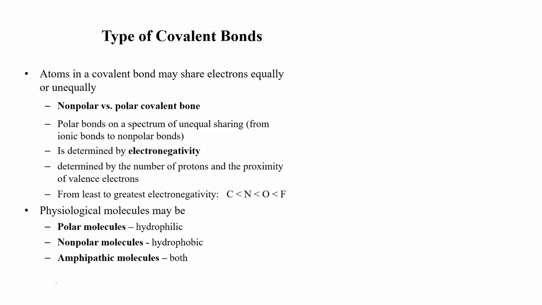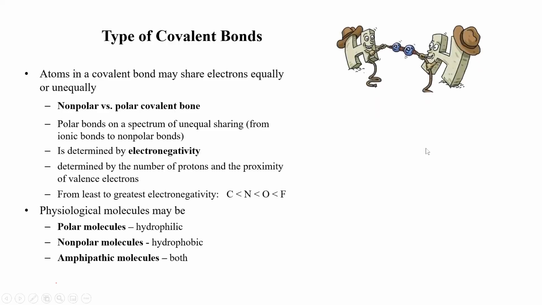When we think of covalent bonds, we think equal sharing, but that's not necessarily true. There are covalent bonds where electrons are shared equally. If you have atoms of the same type, the sharing of electrons would be equal. The electrons will spend some time around each of the hydrogen atoms in this case, and both will be happy.